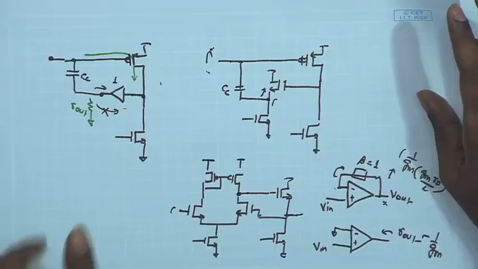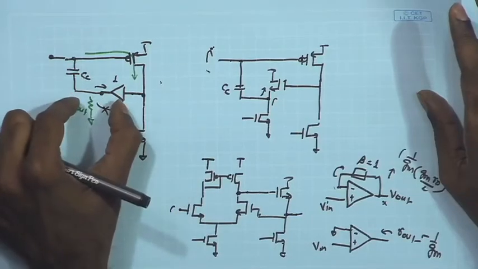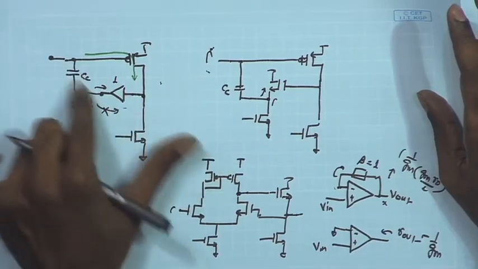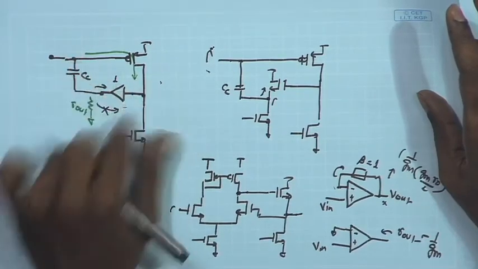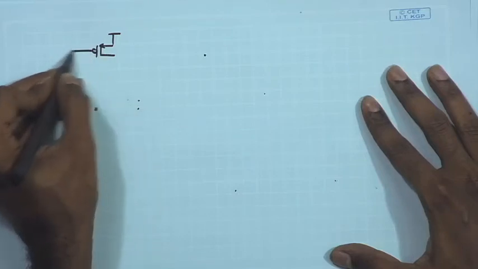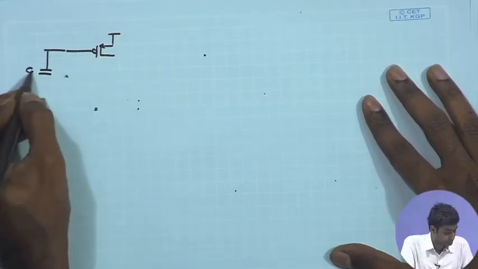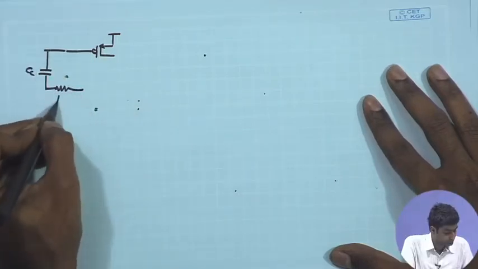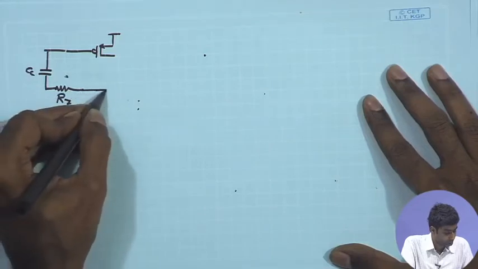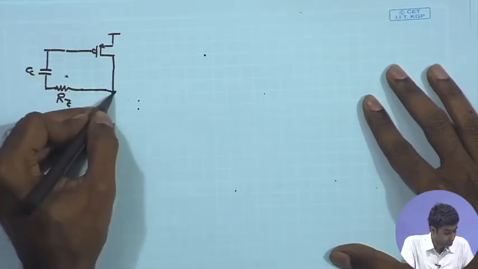So, let us look at another common technique through which we can also cancel out the effect of the 0 by modifying this compensation path, and that basically involves insertion of a nulling resistor in series with the CC.